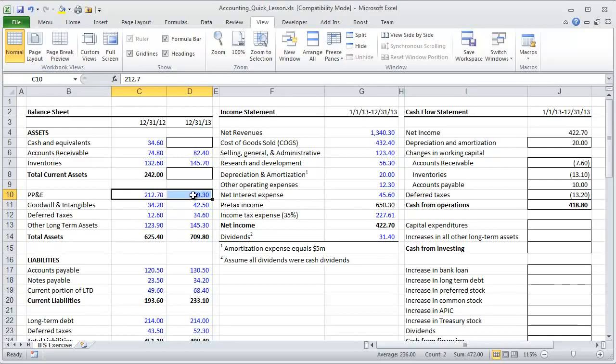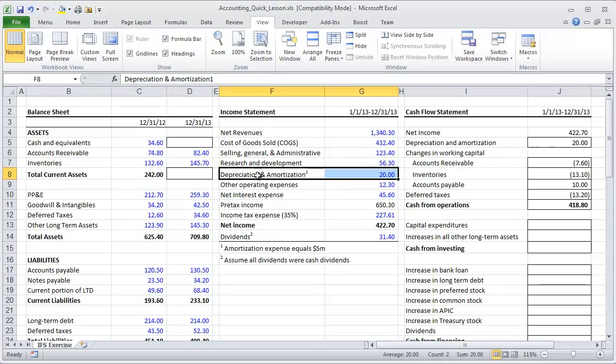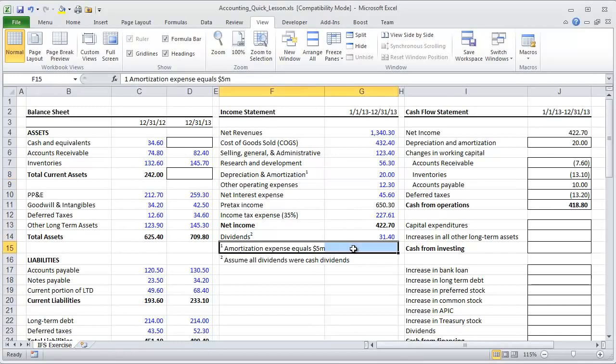Do we know what depreciation was during the period? And the answer is we kind of do. We know the depreciation and amortization together was 20. But here we also know that amortization was 5, meaning that depreciation as a component of D&A was 15. And with that, we have enough information to back into what capital expenditures are.